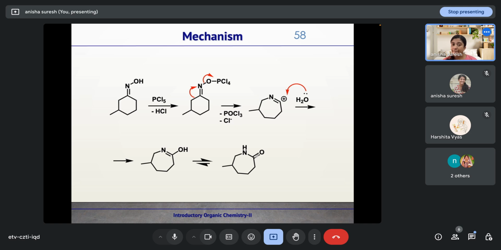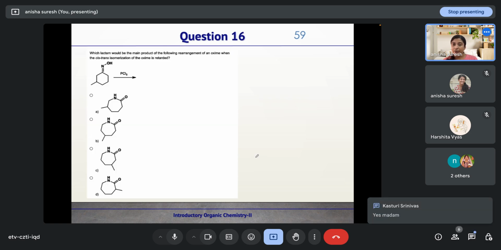Clear? So try to work out the mechanism for predicting the product. So option A will be the right answer. Any doubts?